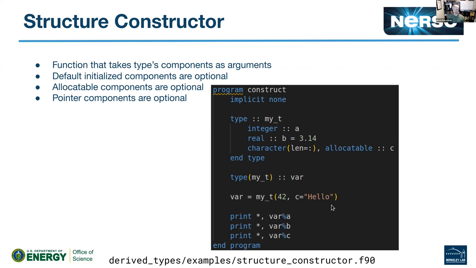So in this example, we define a derived type. It's got these components A, B, and C. I can declare a variable of that type, and I can construct an object of that type to assign to that variable. And I don't have to give an initial value to B because it's already got a default initial value. I also don't have to give a value for C, and then it just won't be allocated.